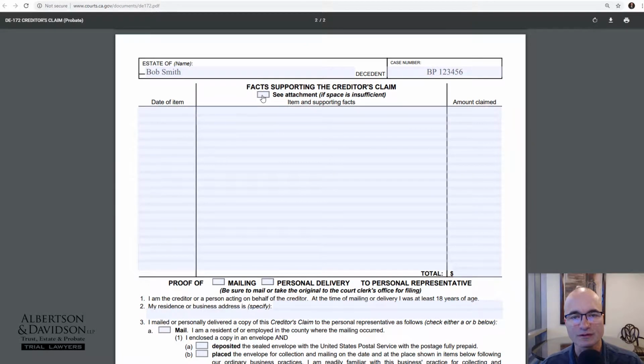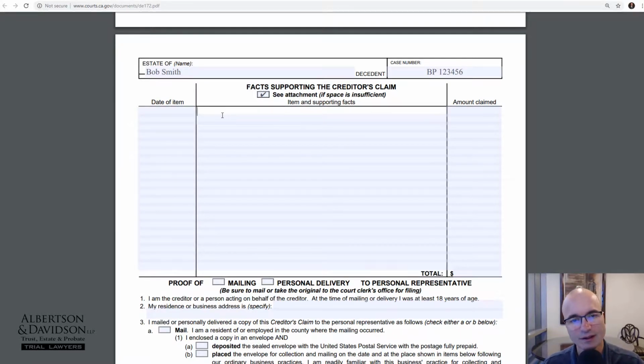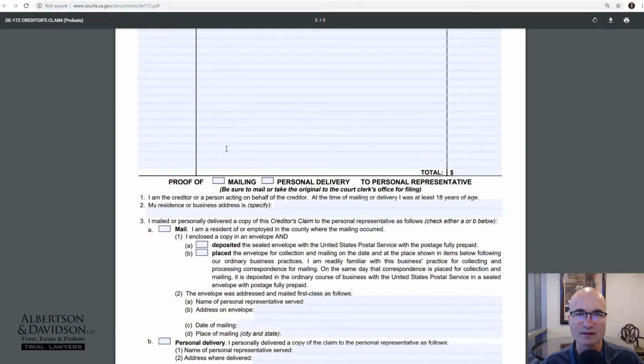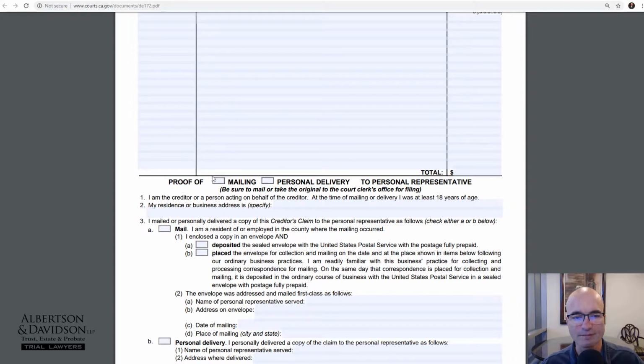This is where you can put the facts if you want to. You could start here. It's usually best to just use an attachment. Don't even try to use this, but you can, especially if it's simple. You know, for Chase Bank, they might say, we issued a credit card, and at the time of death, there was charges or total balance in the amount of $5,000, and that's all you would need to fill out. If you have a contract, you'd explain the contract, and it's always a good idea to attach a copy of the contract so that everybody can see exactly why you're owed money.